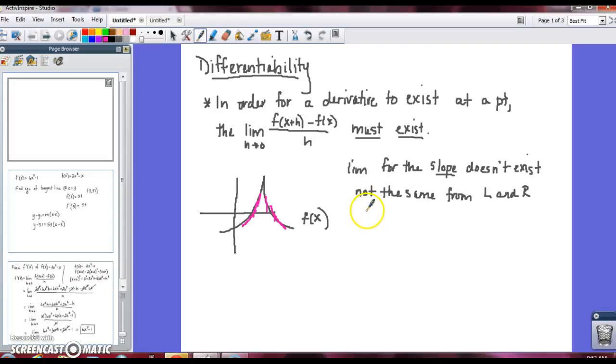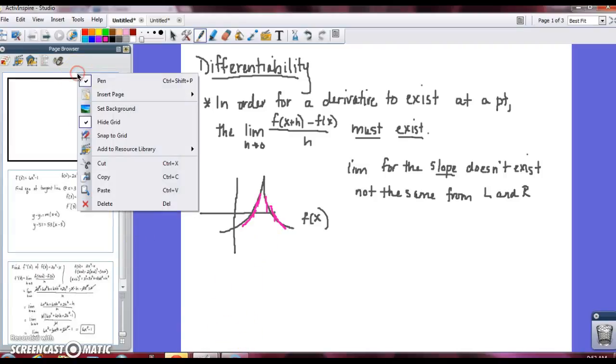So, when you have a sharp point, you cannot take the derivative at that point, even though the function is continuous. The derivative does not exist. So even though the limit of the function exists, the derivative doesn't necessarily exist. Let me give you one more example of that.